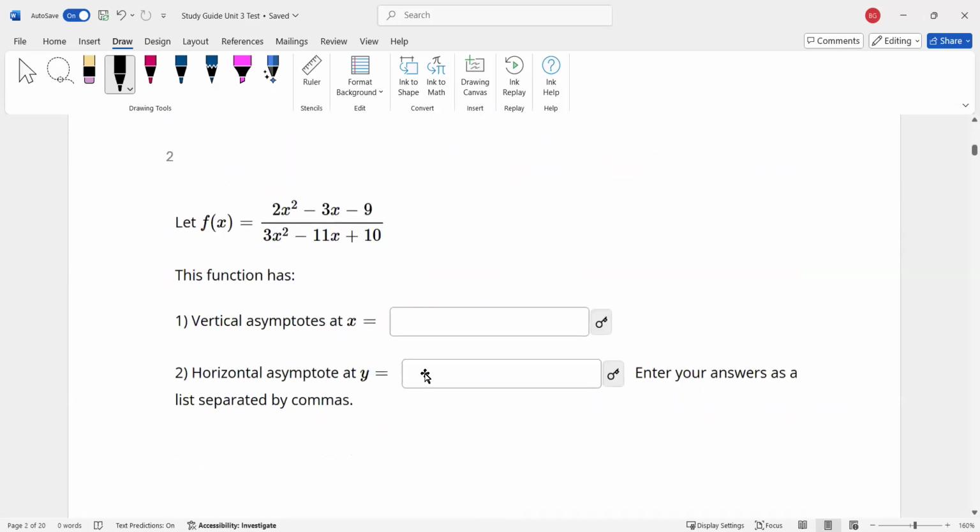Question number 2. This is a rational function. We need to find the vertical asymptotes, horizontal asymptotes. Okay, this one is not too bad. We need to factor both top and bottom, okay? I'm gonna use my method to quickly factor the top and the bottom. Numerator, quadratic trinomial, 1, 2, 3, 3. So 1 times 2 is 2. -3 times 3, -9. -6 plus 3, -3. So we have x minus 3 times 2x plus 3.